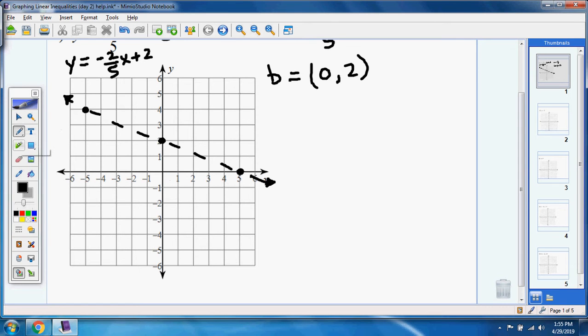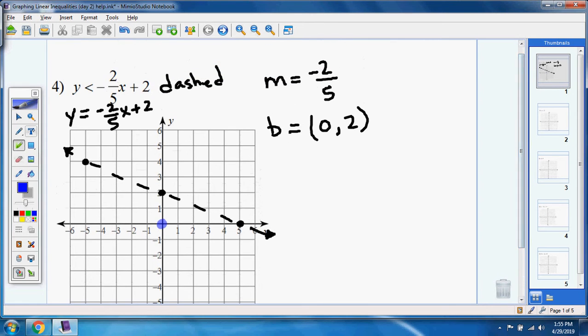Just for our demonstration purposes, I'm going to go ahead and put a highlighter dot there and say that, of course, is the origin, and that's what we're going to be testing. Normally, we don't put a little dot there because students may think it's part of the actual graph, but again, that's just for identification purpose.